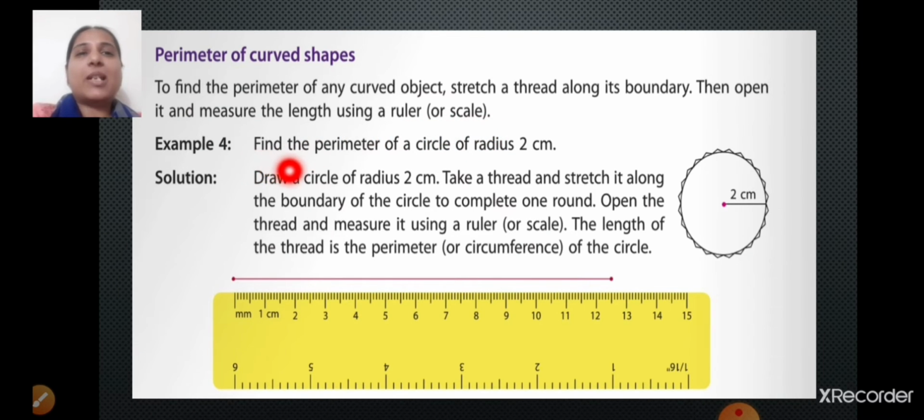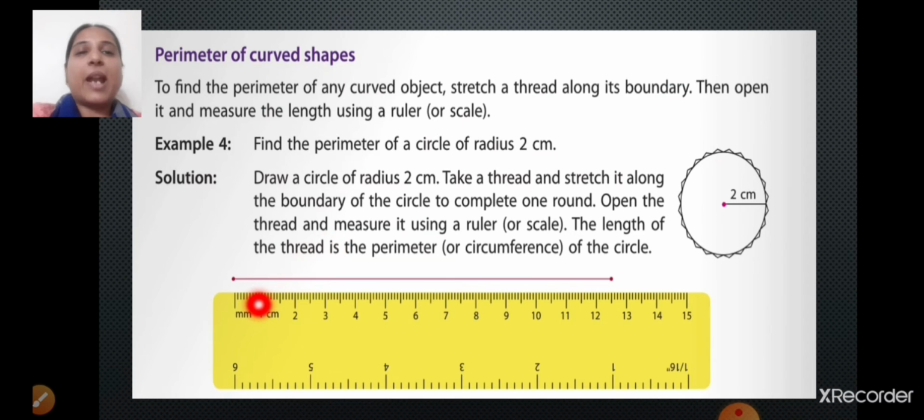Suppose here is one example where we have to find the perimeter of a circle of radius 2 centimeter. This is a circle whose radius is 2 centimeter. So draw a circle of radius 2 centimeter. How will you draw the circle of radius 2 centimeter? You will use a compass.